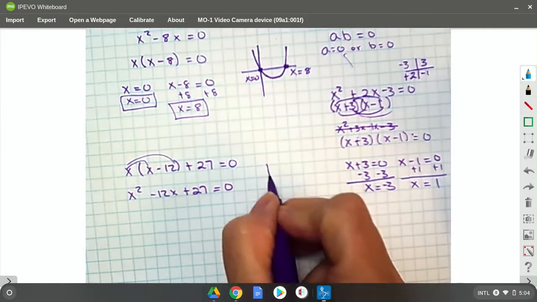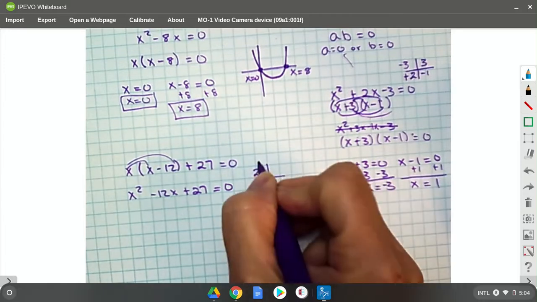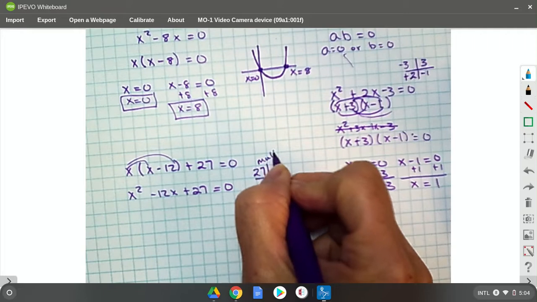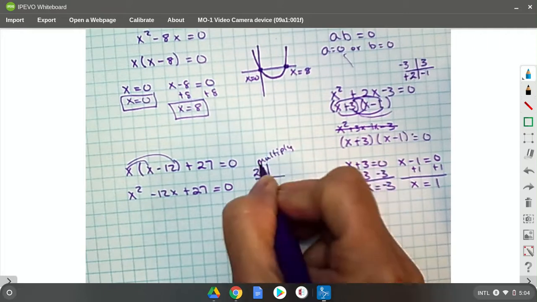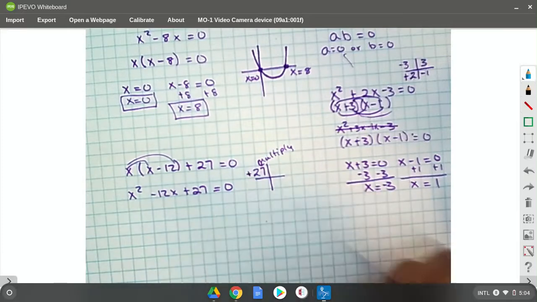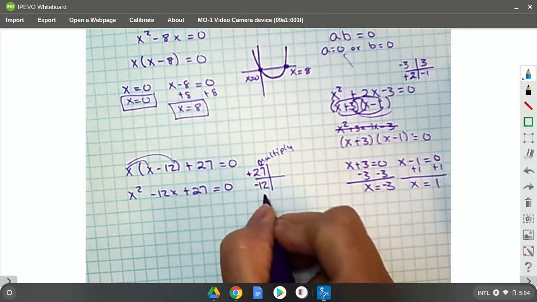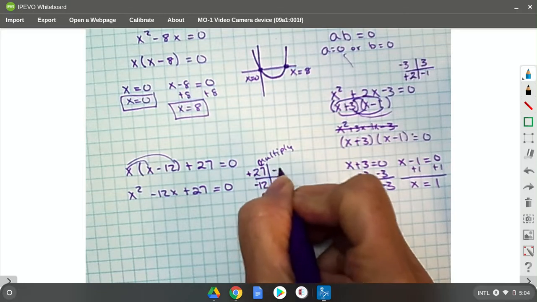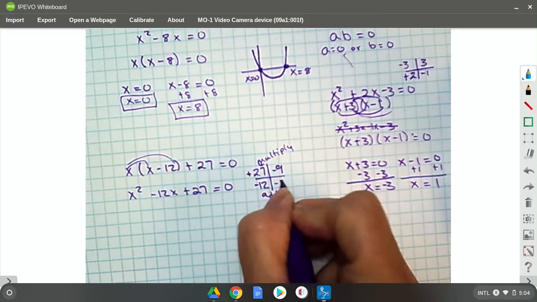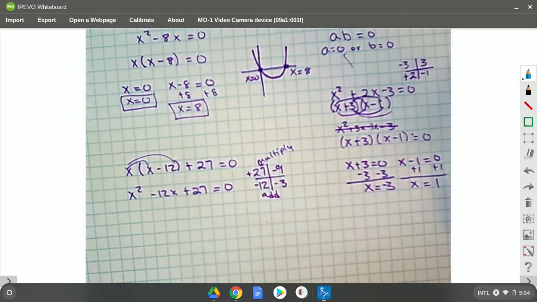And again, okay, I am looking for something that will multiply to 27. Two numbers, something that's going to multiply to 27, a positive 27. But when I add them, I'm going to get a negative 12. And that's going to be a negative 9 and a negative 3. Negative 9 times negative 3 gives me a positive 27. And negative 9 plus negative 3 gives me that negative 12, right?